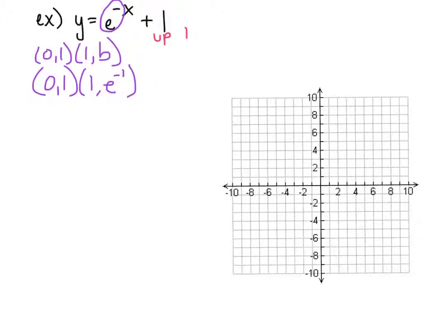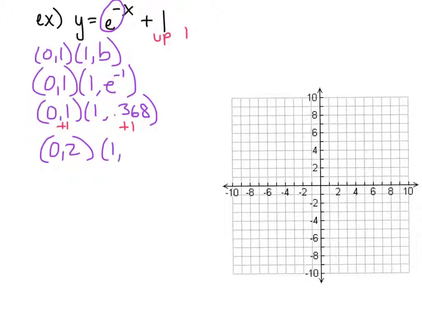Okay? e to the negative 1 is 0.368. So I have 0, 1, 1.368. And then the only thing that I have to do to these y values is add 1 because we moved up 1. So I'm going to add 1 to these y's. So my final points that I'm going to graph are 0, 2 and 1, 1.368.